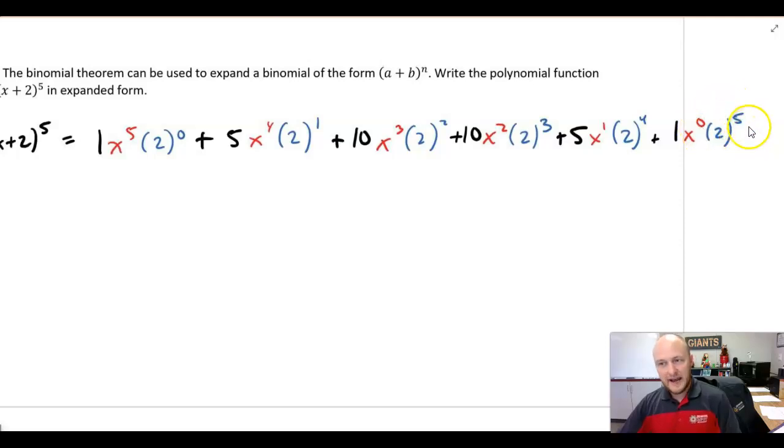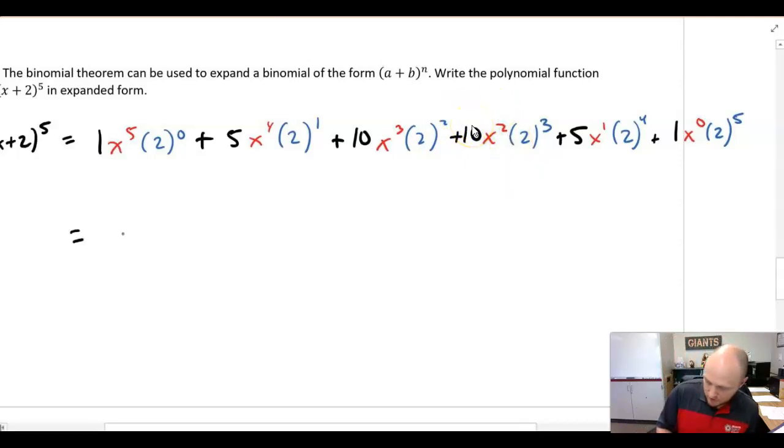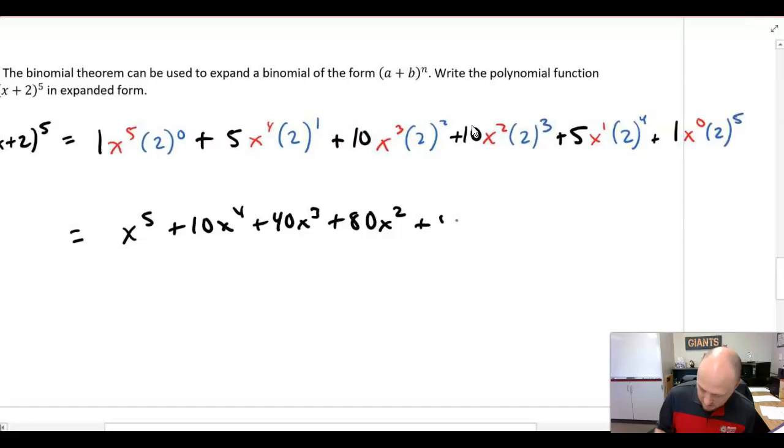And then they should always add up to the total power. 0 plus 5, 5. 1 plus 4, 5. 2 plus 3, 5. So on and so forth. Your final answer here, you should have gotten x to the 5th plus 10x to the 4th plus 40x cubed plus 80x squared plus 80x plus 32. Did you get it? Good job.